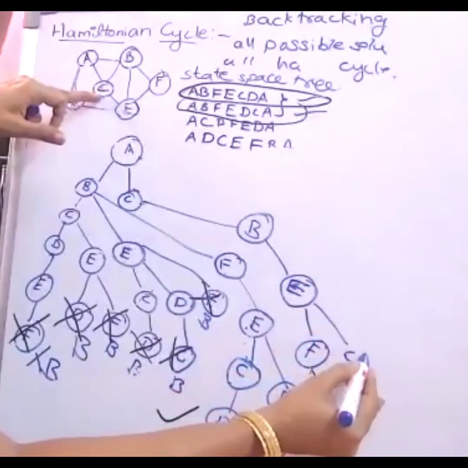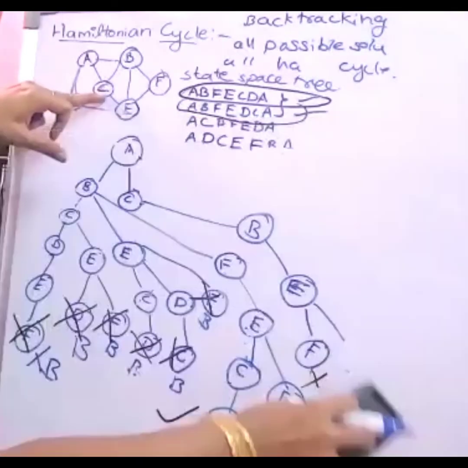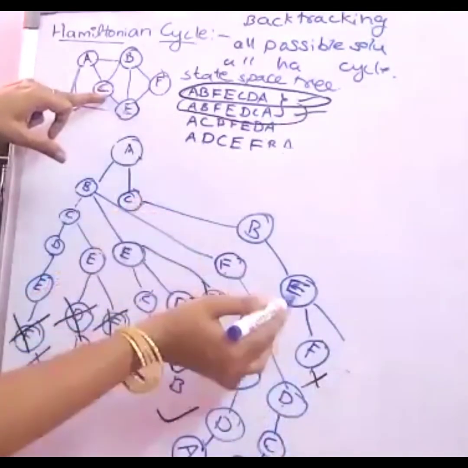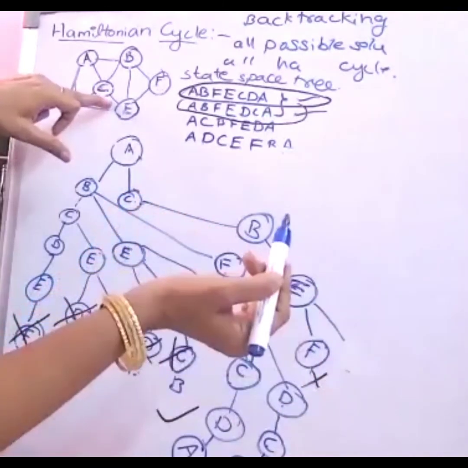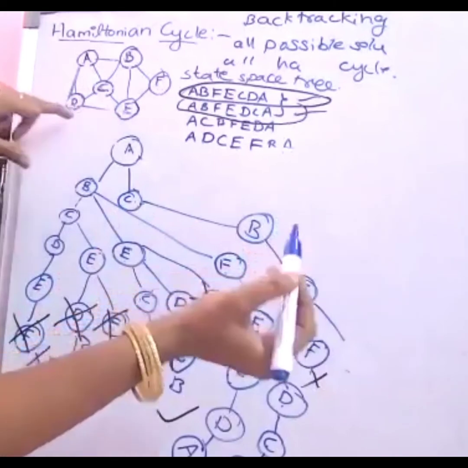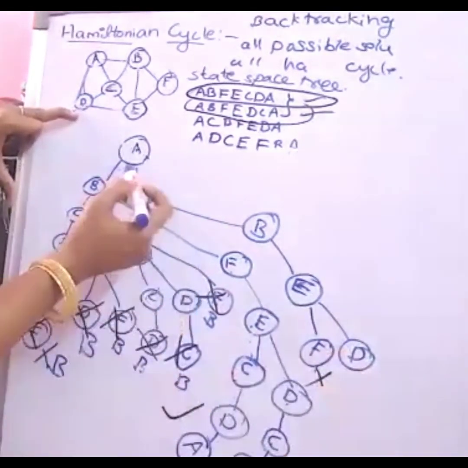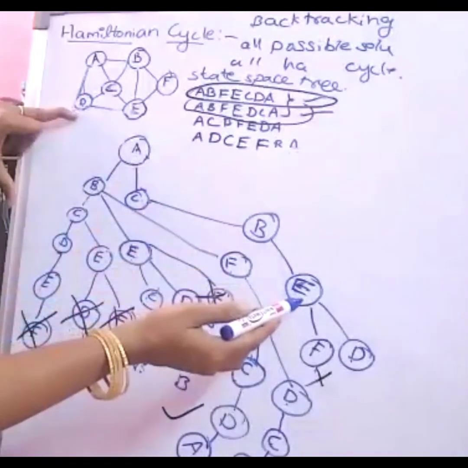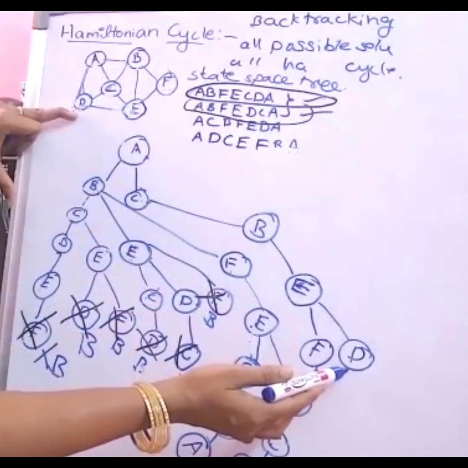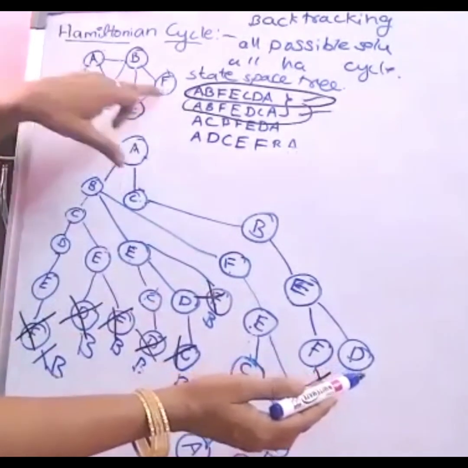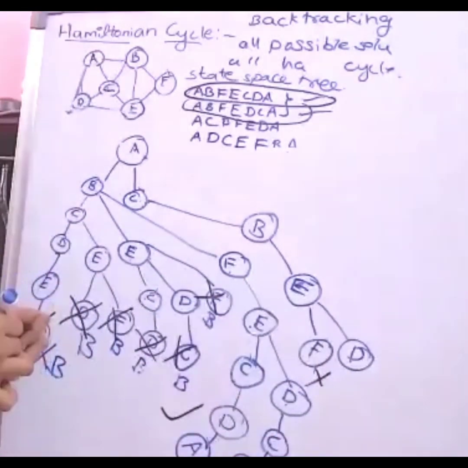E is connected to C. Sorry, this is also already visited. I cannot go this way either. So in this graph A, C, B, E, D is covered. Is there any other vertex which is not covered till now? Is there any path from D to F? There is no connectivity from D to F. So this is also not a possible solution.